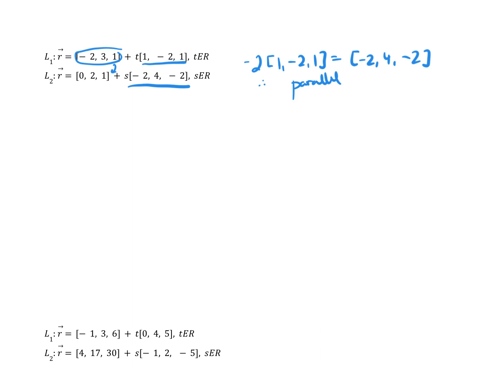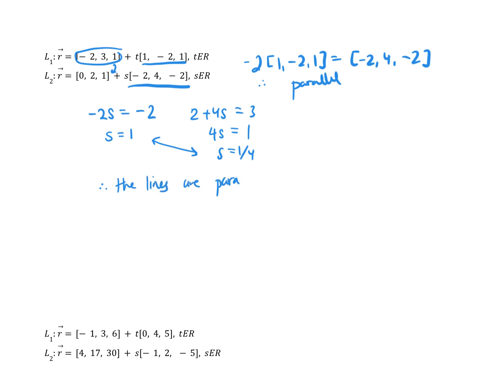So my parametric equation for line 2 is 0 minus 2s, and I'm going to set that equal to the x on the point, and I get 1 for s. The y parametric equation on L2 is 2 plus 4s. I'm going to set that equal to 3. 4s equals 1, s equals 1/4. Those are already different. So I know the lines are parallel and distinct. There is no point of intersection.